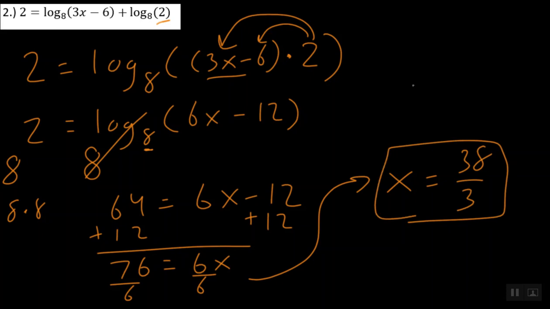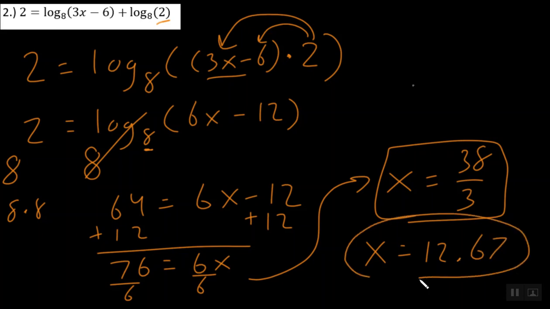Here, if you wanted to do the decimal and do 38 divided by 3, let's see, 38 divided by 3, that would be, of course, 12.67. I am okay with either.